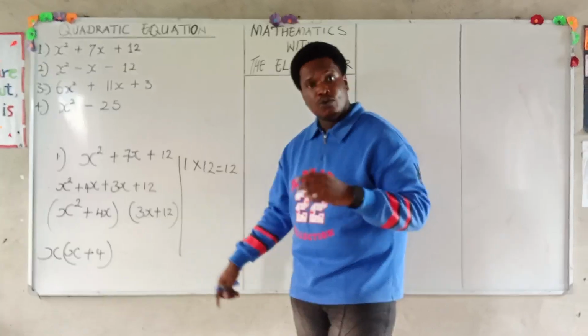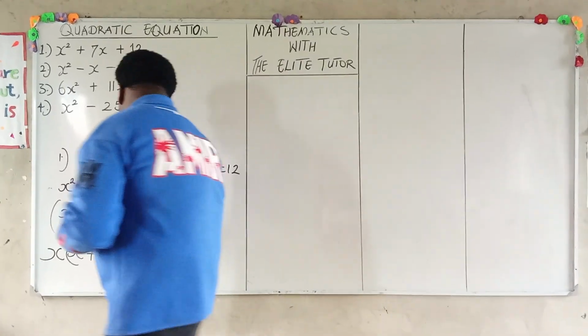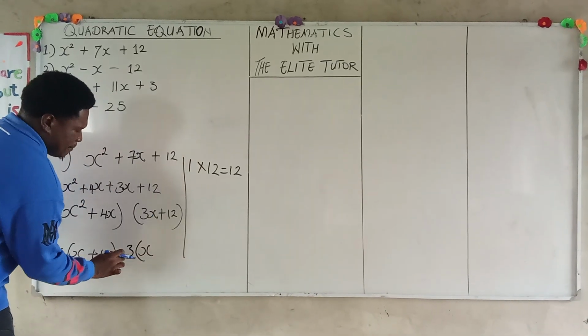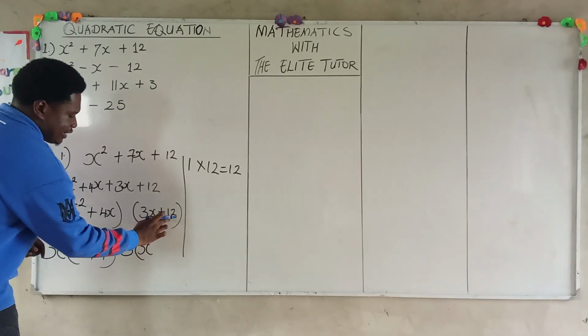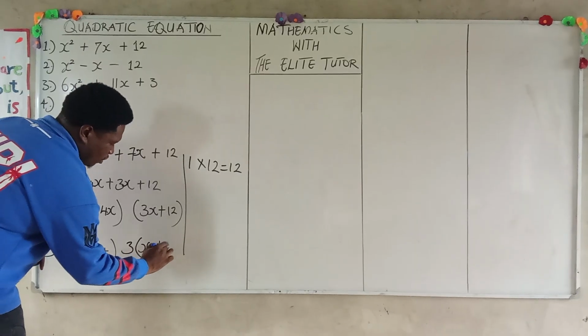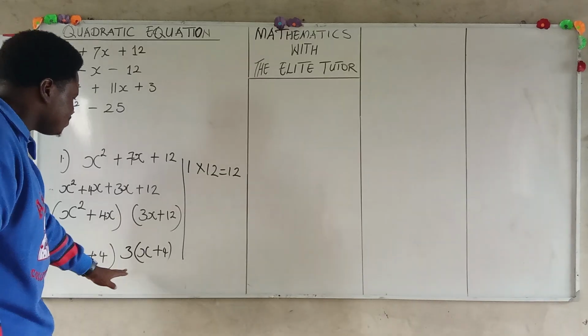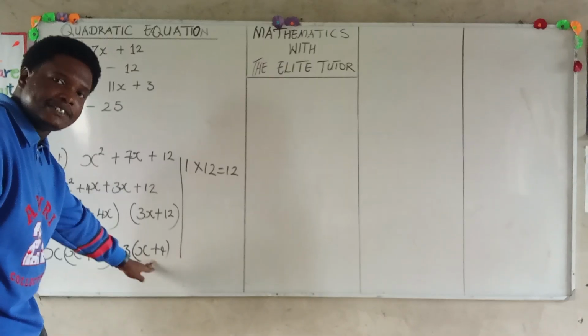and 12 divided by 3 will give us what? 4. Now, since what is common here is 3, we have 3x divided by 3 will give us x, and 12 divided by 3 will give us 4. And if you look closely, you will see that what is inside this bracket is the same thing as what is inside this bracket.